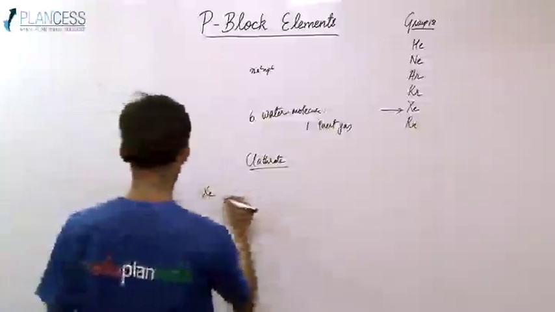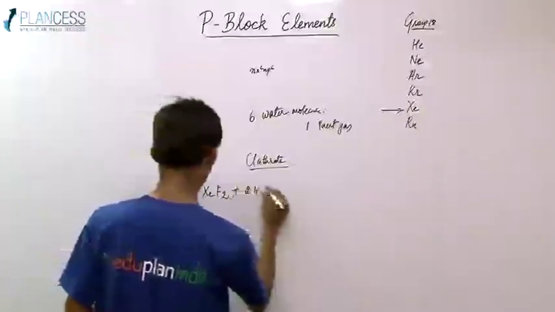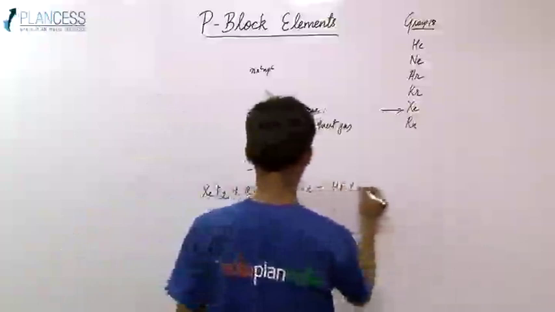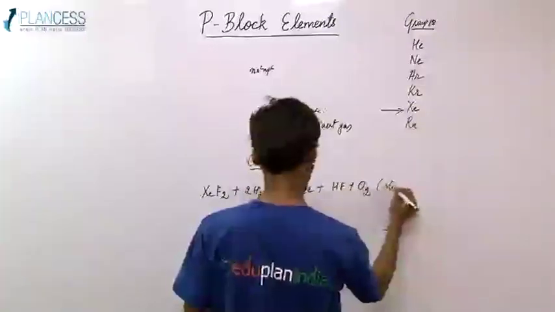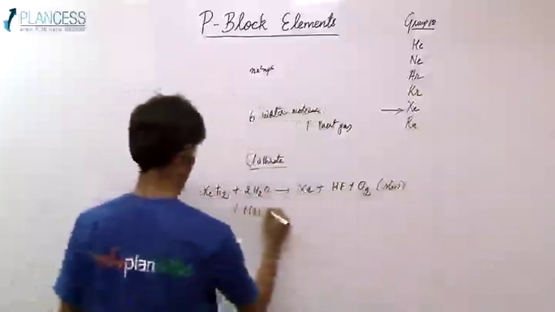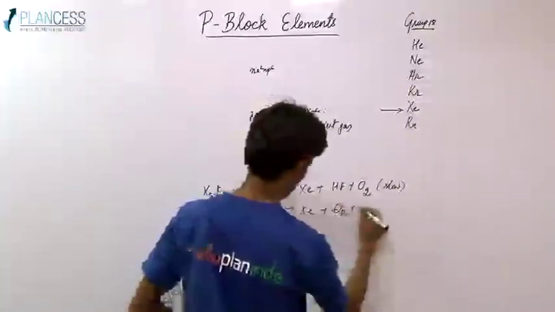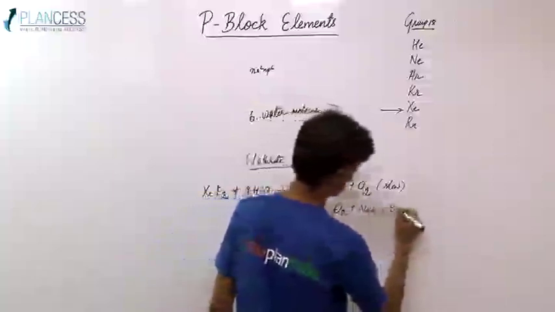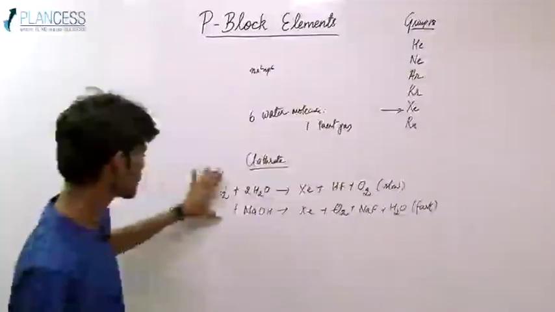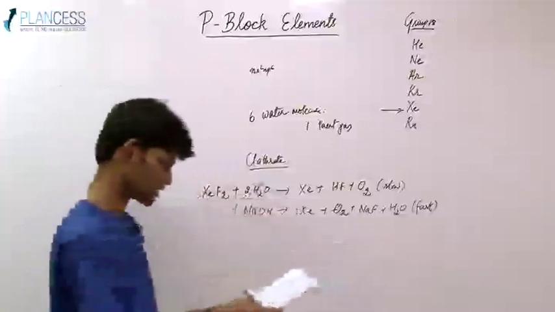So xenon, when it reacts with F2, gives XeF2, and on hydrolysis of it, it will give xenon, HF, and O2 is produced. This is a slow reaction. However, if you want fast hydrolysis, then do it with alkali. If NaOH is used, then xenon plus O2 plus NaF plus H2O is produced, and this reaction is fast as compared to the first reaction. So if you want fast hydrolysis, do it with alkalis; with simple water hydrolysis, it is a slow reaction.